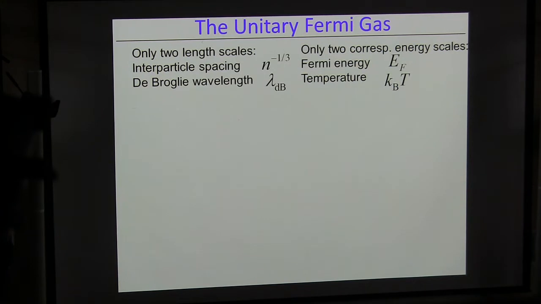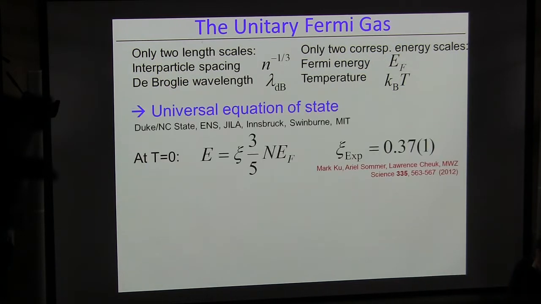Let me first talk about the unitary Fermi gas, which is really a wonderful model to try to understand all these complications, because it is stripped of many complications that you have otherwise. For example, there's no additional length scale other than the interparticle spacing, corresponding to the Fermi energy scale, and the de Broglie wavelength, corresponding to the temperature. So there's only that. So that's nice and simple. There should be therefore a universal equation of state that many groups have measured. Especially at zero temperature, it should be even simpler.